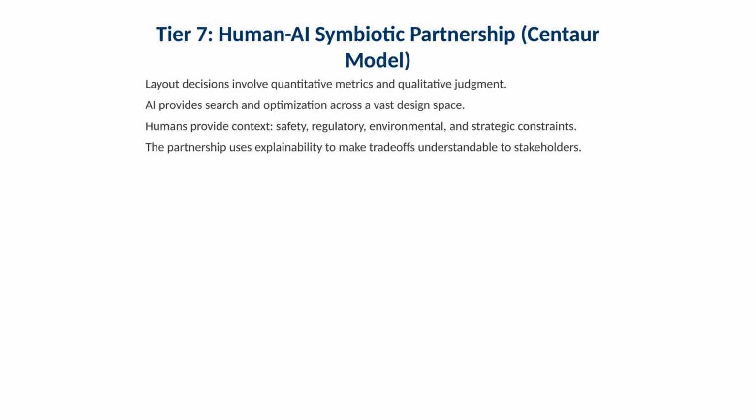Terminal layout decisions combine quantifiable objectives with qualitative judgment. Throughput and cost can be modeled, but safety, regulatory compliance, flexibility, and community impact require human context. The Centaur model combines AI's search and optimization with human expertise. The AI provides explainable recommendations, and the human experts modify constraints and objectives based on strategic priorities.